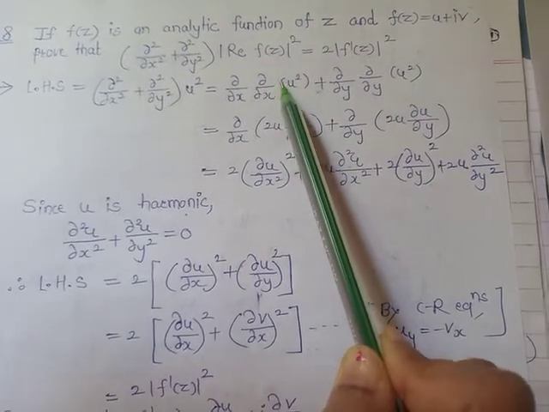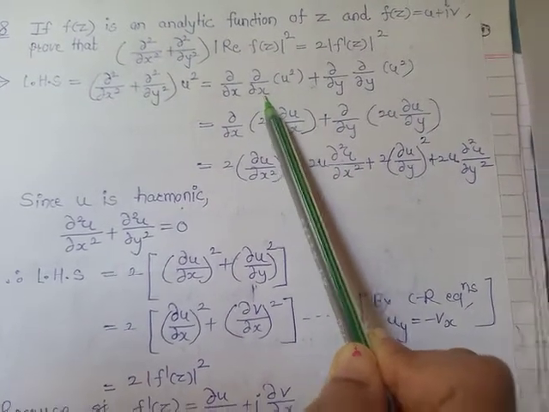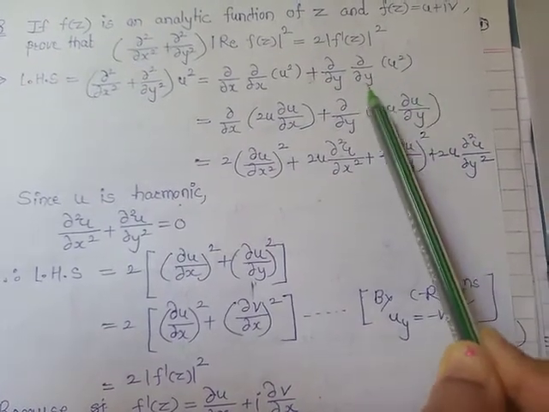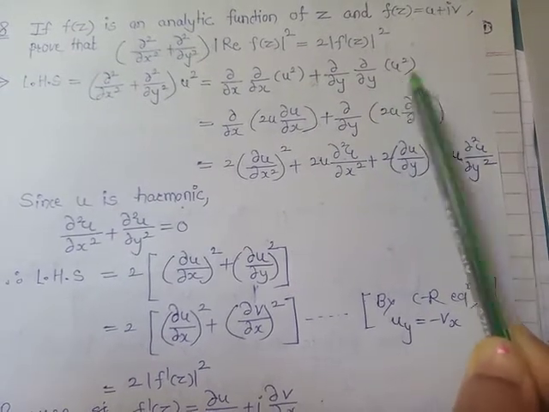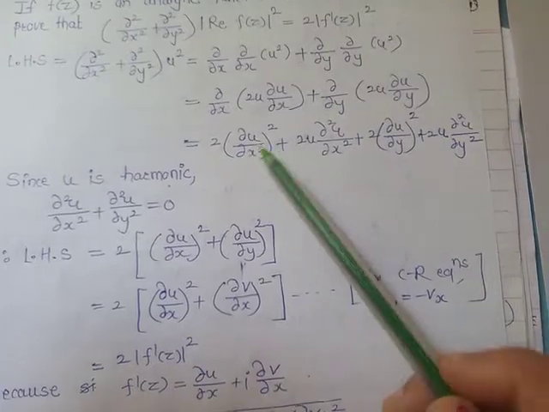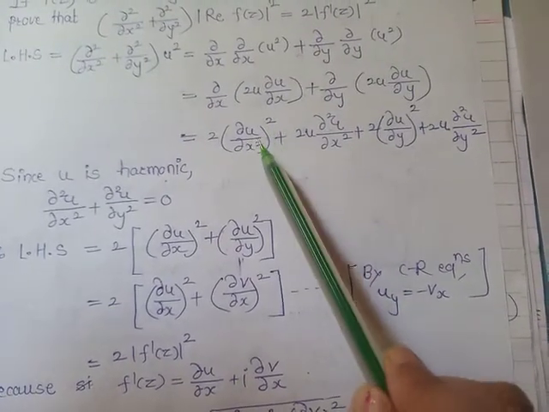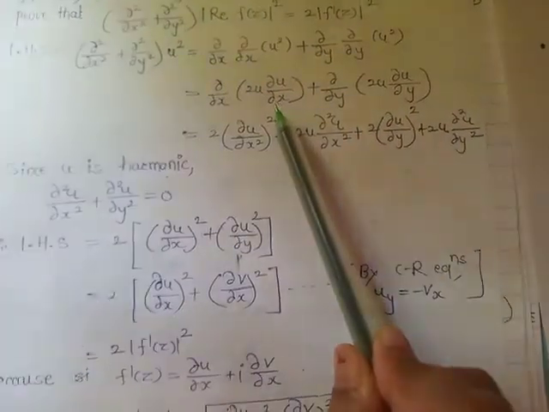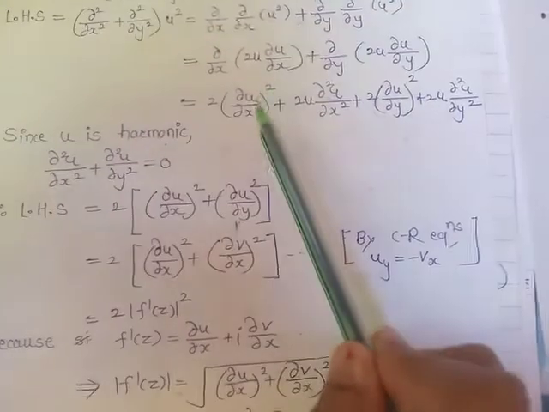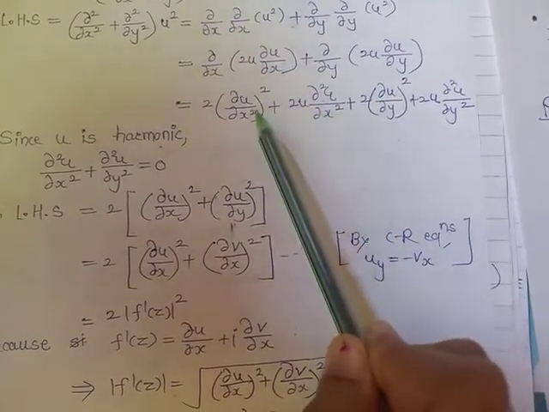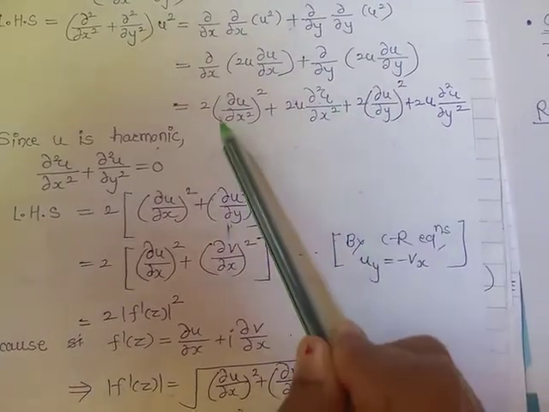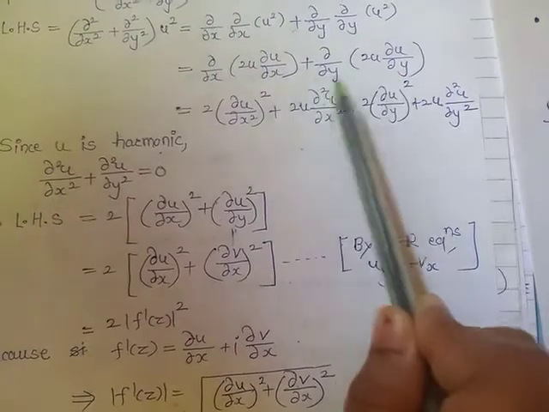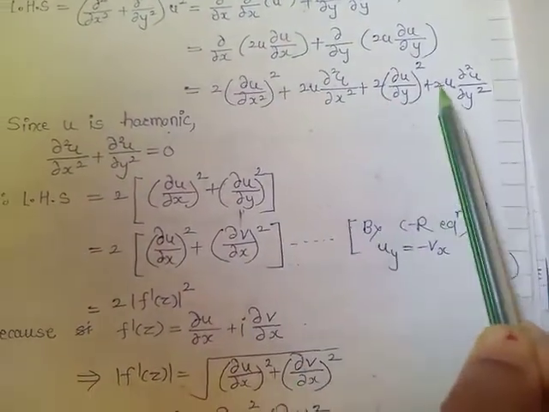Now partial derivative of u square with respect to x will be 2u ux, and here with respect to y, if we differentiate, then 2u uy. Now again we have to use here product rule of derivative, that is first into derivative of second plus second into derivative of first. 2 is constant again, and here also product rule of derivative, differentiation with y. So these four terms we are getting.